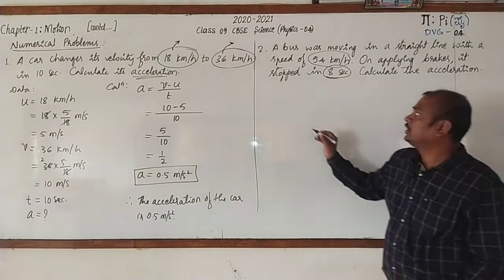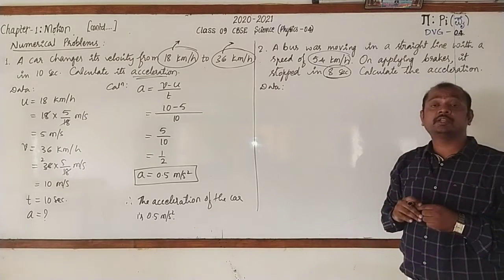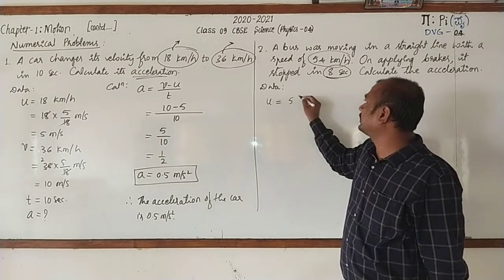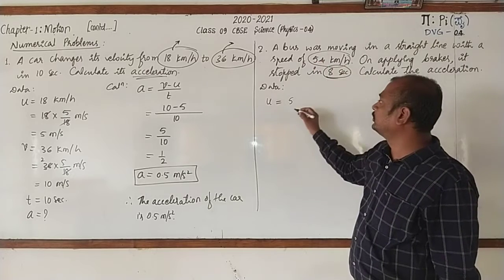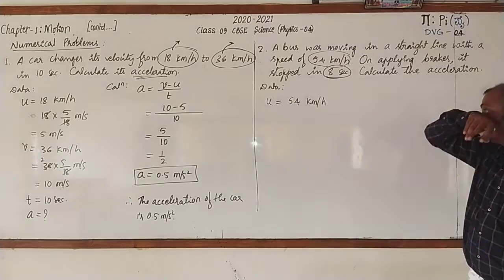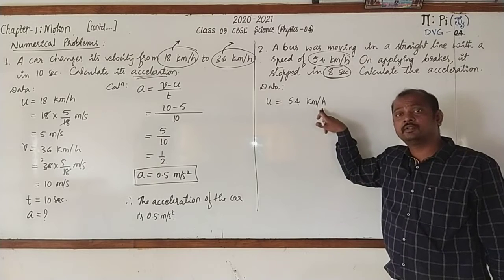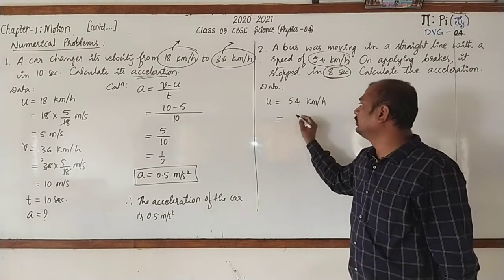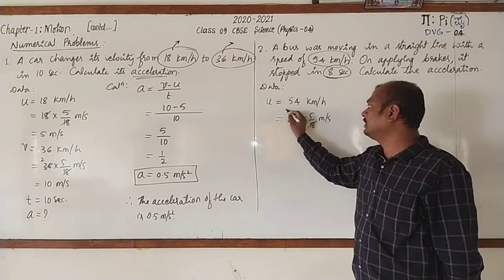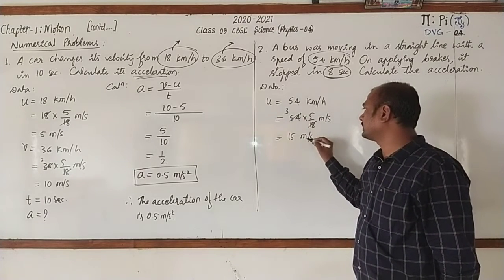Clear? Now let's go for writing data. What does 54 km per hour indicate? Yes, you are right. It is initial velocity because this is the speed with which bus was moving. 54 km per hour. Observe the unit of another term. Time is given in seconds. So it is in kilometer per hour. Hence it should be converted into meter per second. u equal to 54 into 5 by 18 meter per second. 1s are 3, now 5 3s are 15 meter per second.